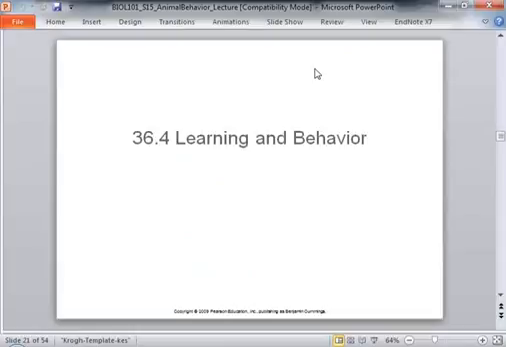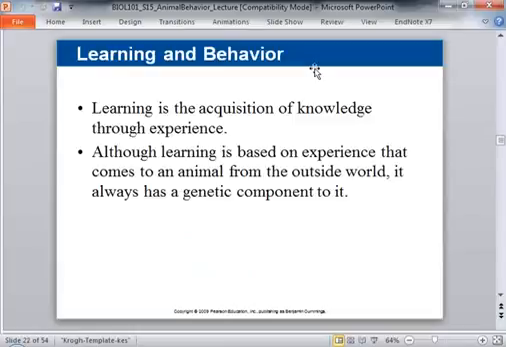Let's move on to learning and behavior. Learning is acquisition of knowledge through experience. And although it's based on experience that comes from an animal in the outside world, it always has a genetic component to it. So an organism's ability to learn has a genetic basis. So for instance, you can only teach a dog tricks that are so elaborate. There's some limit based on that dog's genetic predisposition for learning that limits what it can do. Its brain power, so to speak, may not be enough to do something very elaborate.